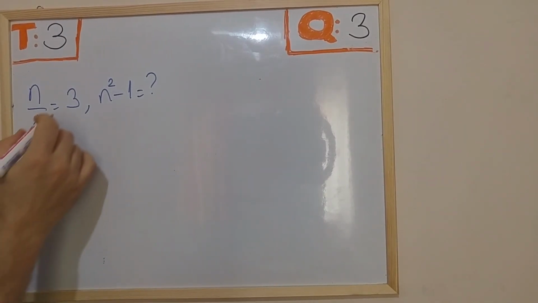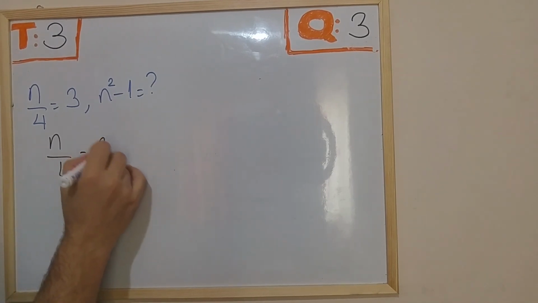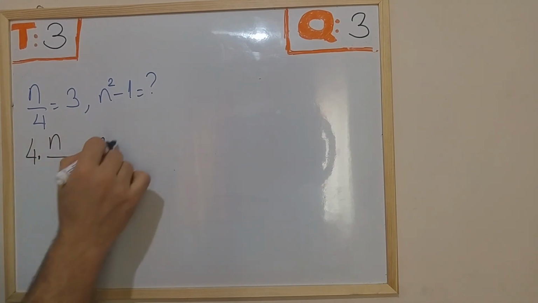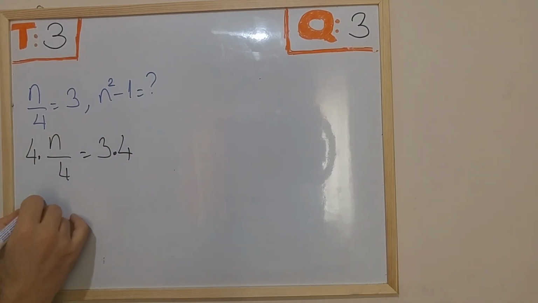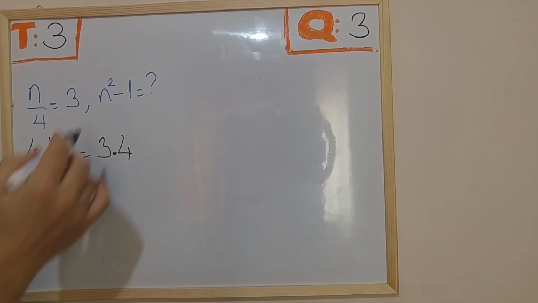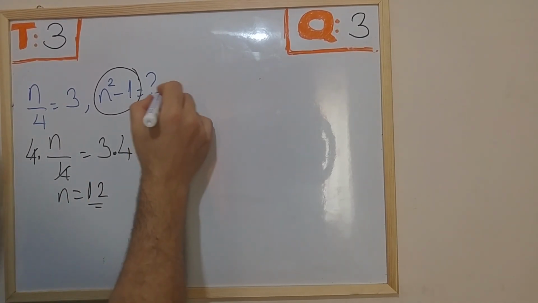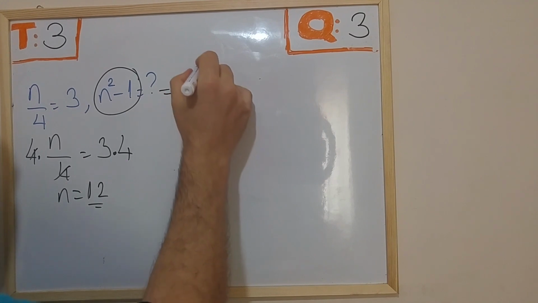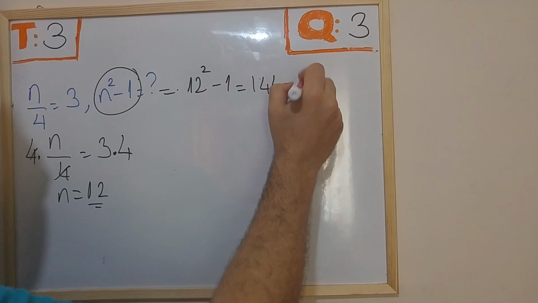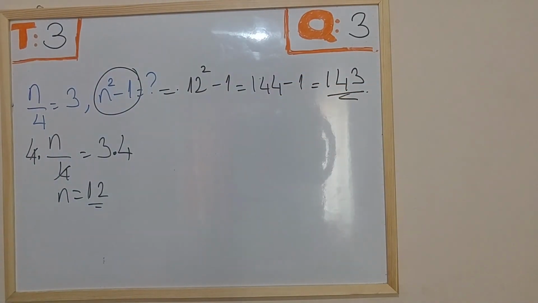n over 4 is equal to 3. If you want to find out n, we have to multiply both sides by 4, so that we have n is equal to 12 in our hands. What they are asking is n squared minus 1. So this must be equal to 12 squared minus 1, which is equal to 144 minus 1. This leads us to 143 as the answer.